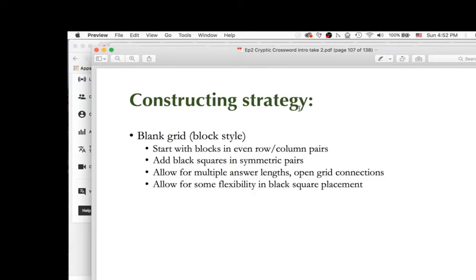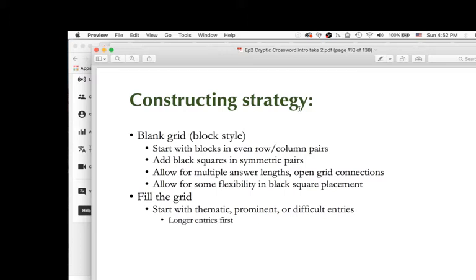And as you're working, allow for some flexibility in the black square placement. Then fill the grid. Depending on what type of puzzle you're doing, you may want to start with thematic entries, if you have some sort of theme or gimmick, with some particularly prominent entries, like one across if it's a long word, or any grid-spanning entries, or difficult entries. Generally, if you don't have thematic entries, longer entries are going to also be difficult entries. So longer entries first. And when you have a long blank and you're trying to find an entry to fill it, choose entries that have good wordplay potential.